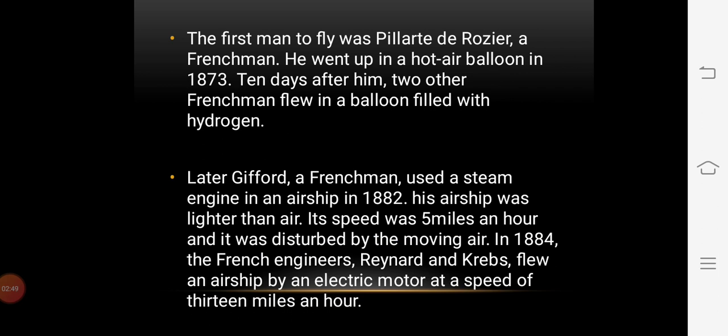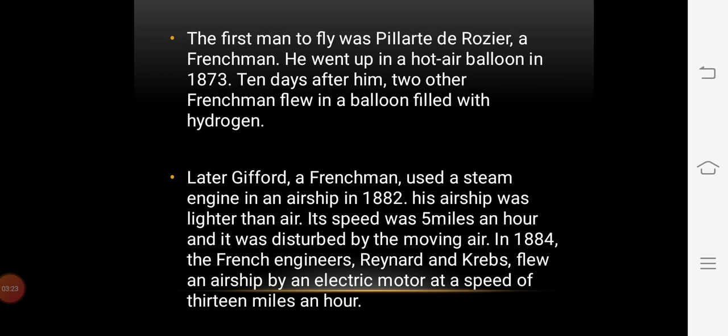Now they are telling who is the founder of the aeroplane, who made it, and how it was made possible to make aeroplanes. The first man to fly was Pilatre de Rozier, a Frenchman. He went up in a hot air balloon in 1783. Ten days after him, two other Frenchmen flew in a balloon filled with hydrogen.